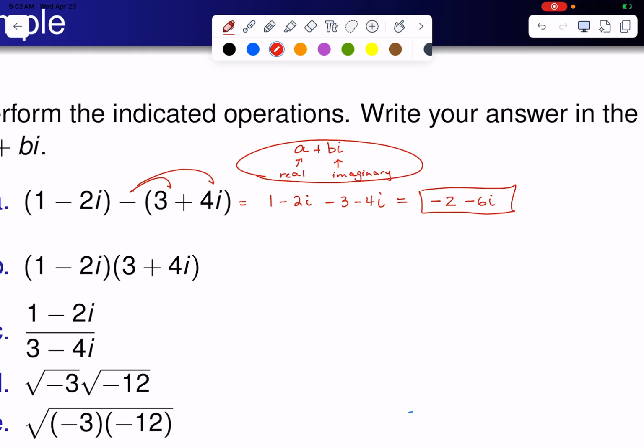All right, so negative 2 minus 6i. Negative 2 minus 6i. This is the real part. This is the imaginary part.